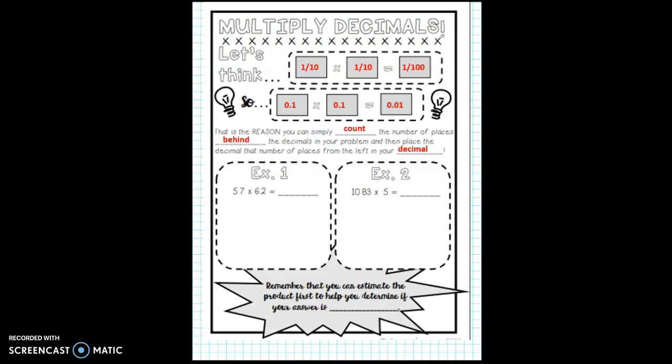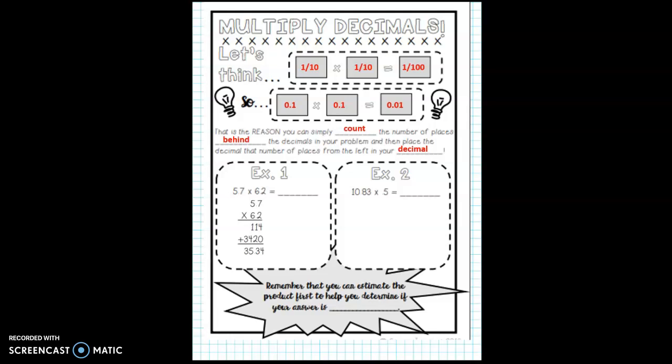Let's do the actual numbers now. First, multiply as if the decimals weren't there. 57 times 62, walking through the multiplication. 2 times 7 is 14. Write down the 4, carry the 1. 5 times 2 is 10. Add the 1, you get 11. That's where 114 comes from.